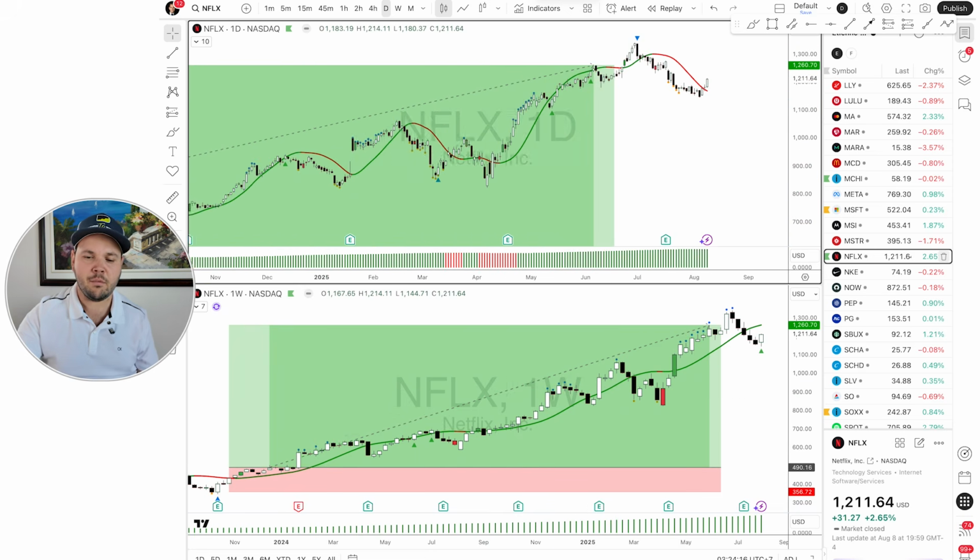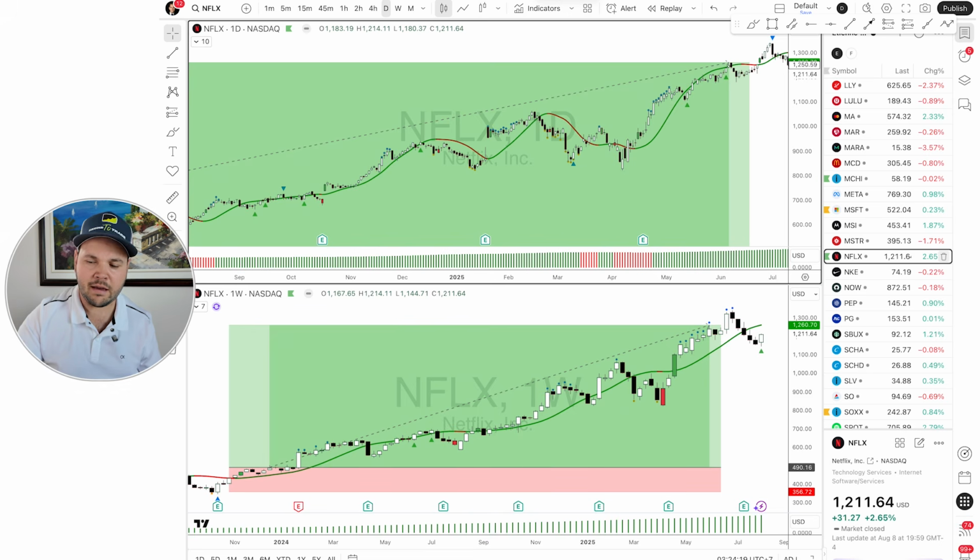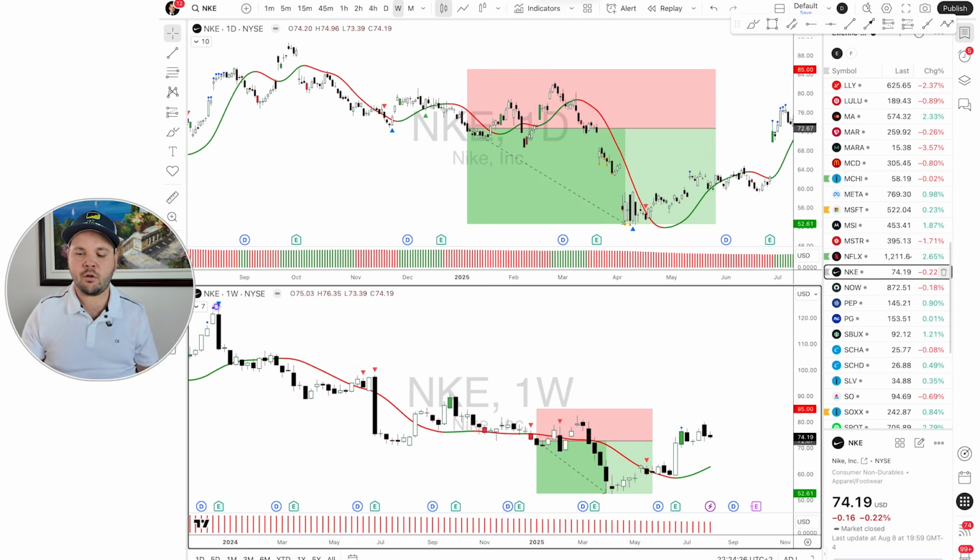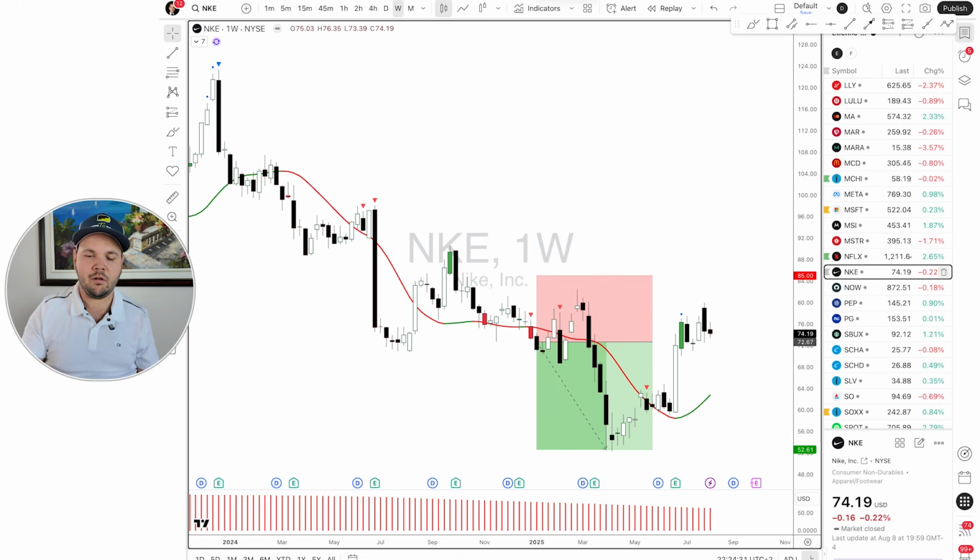This is really where I make a lot of my money: I can add to trades, scale into them, and build my positions that way. You can see this also works on sell trades. So here we are on Nike. And what does this say? Well, we look at the context first.